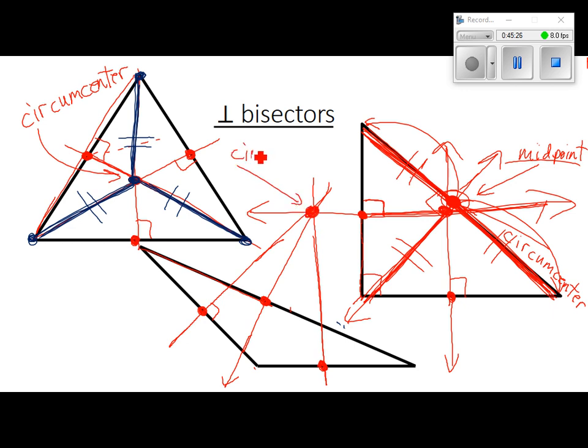That's your circumcenter. What kind of triangle was this? Isosceles, maybe. Give me another name. Obtuse. It's an obtuse triangle. On an obtuse triangle, the circumcenter falls outside the triangle.